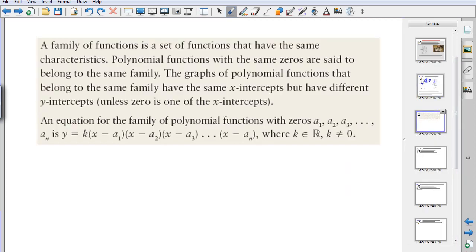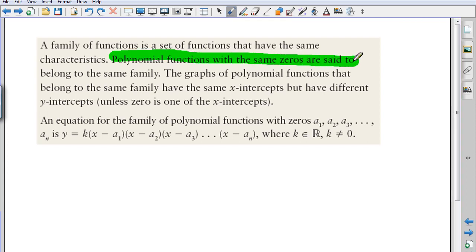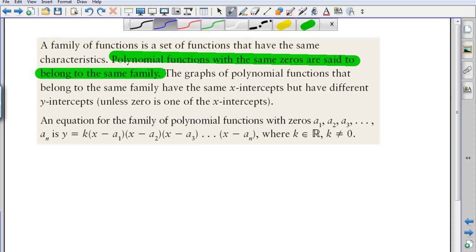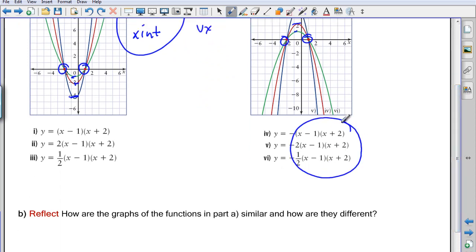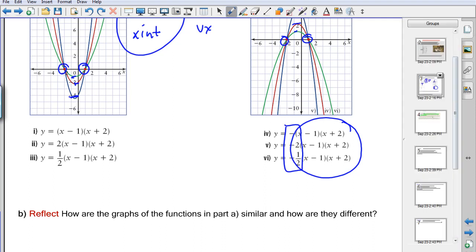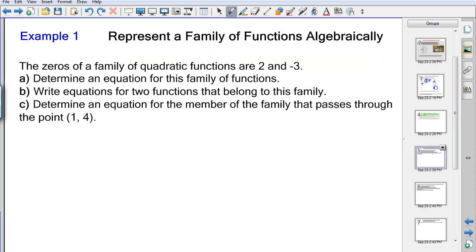There's a definition for this, and it's stated here. A family of functions is a set of functions that have the same characteristics. The characteristics that we're most interested in this particular case is the fact that polynomial functions with the same zeros are said to belong to the same family. Or in short form, if they tend to have the same x-intercepts, we would classify them as the same family. The k value out in front may be different, and therefore that's what allows it to stretch or reflect. Let's look at some examples of solving questions involving family of functions.